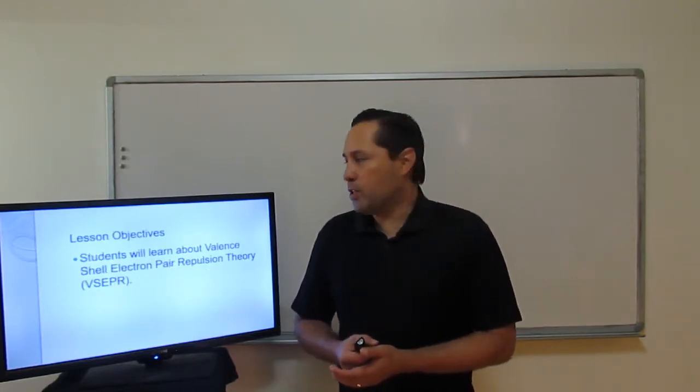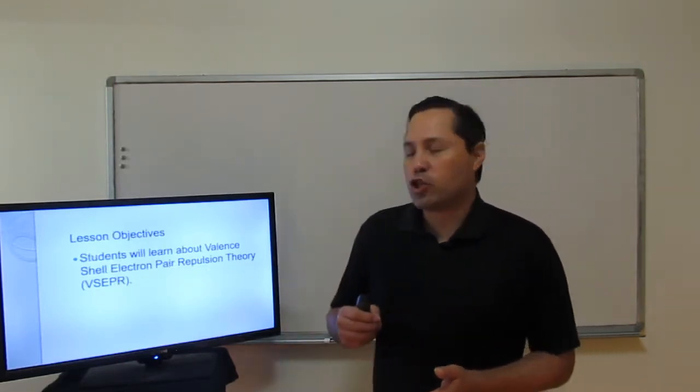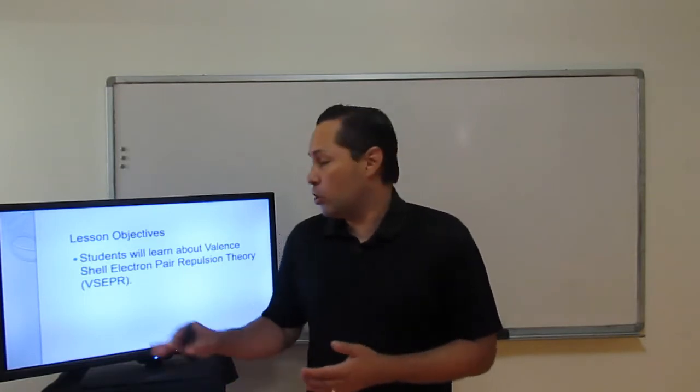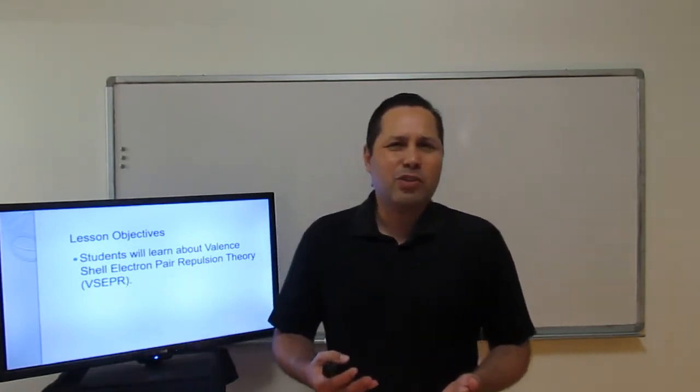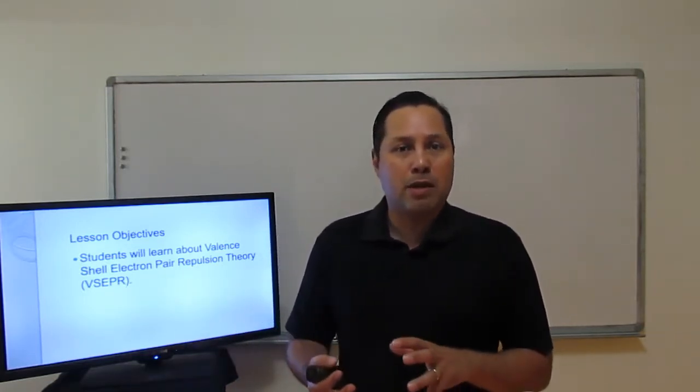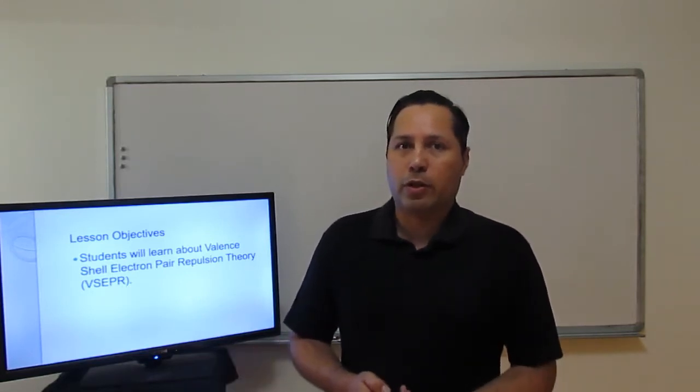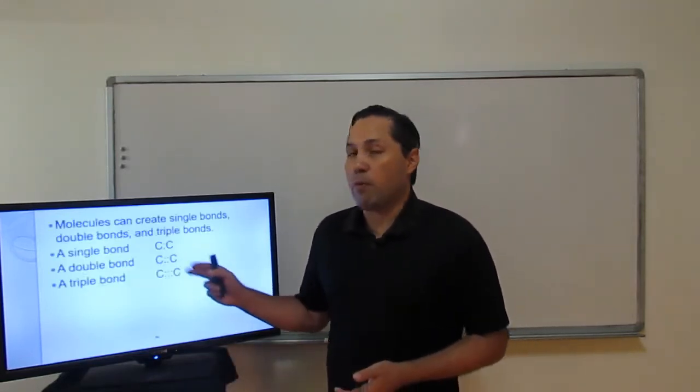Alright, so for our lesson objective, students will learn about the valence shell electron pair repulsion, which is VSEPR, which tells us more or less the shape of a three-dimensional molecule. So we'll be looking at those. But first we're going to begin with bonding.